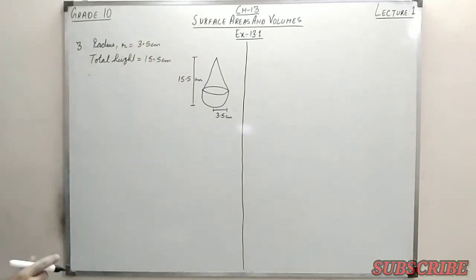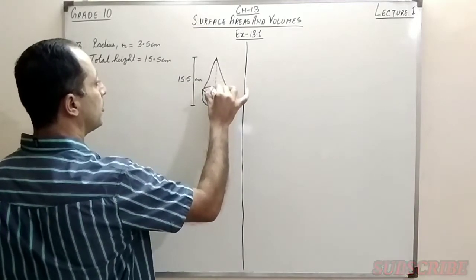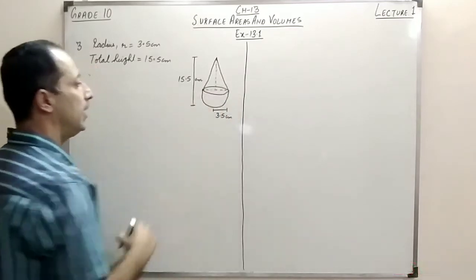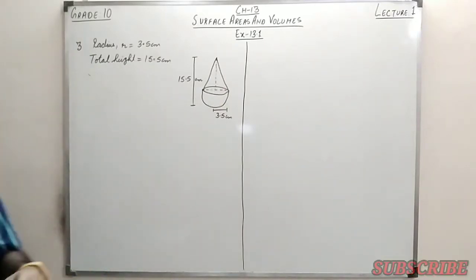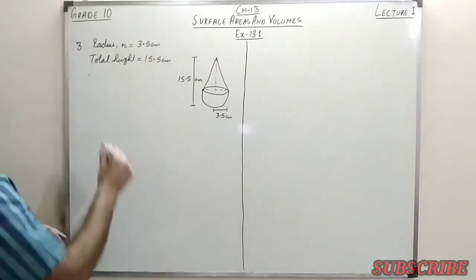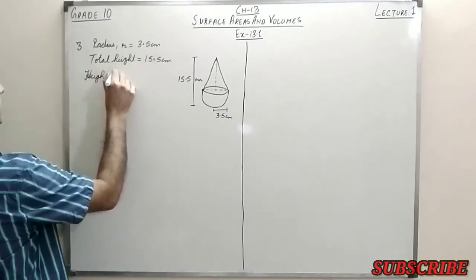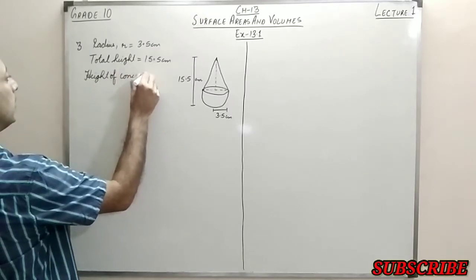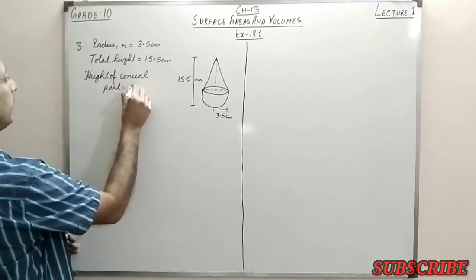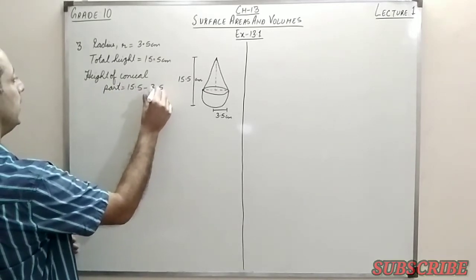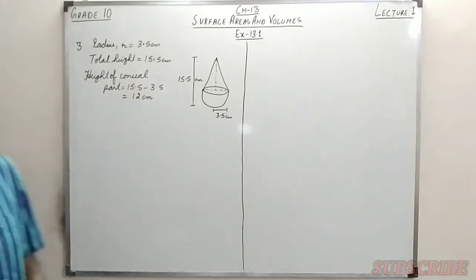Now we require the height of this conical portion also. Right? So what we can do, see this radius 3.5, we can subtract 3.5 from the total height of the toy. So the height of the conical part, that is 15.5 minus 3.5, and we get it as 12 centimeter, right?